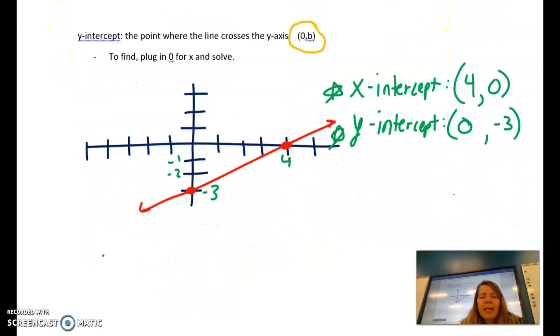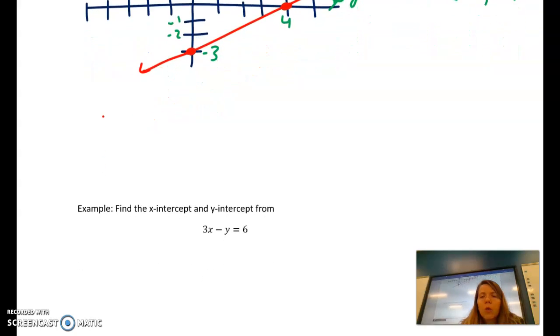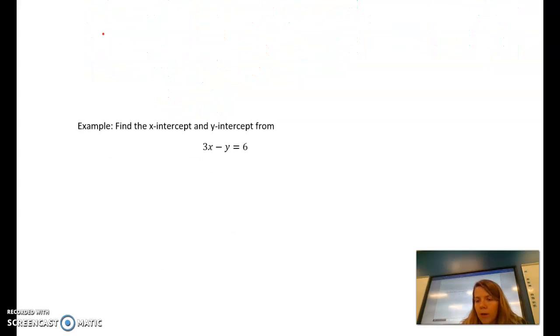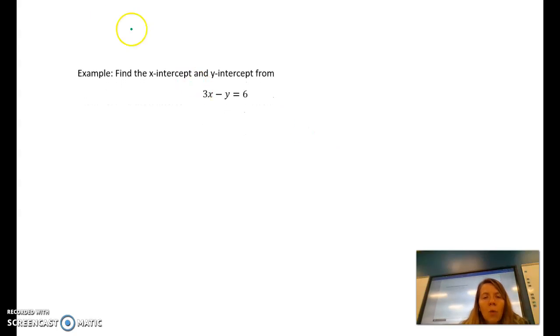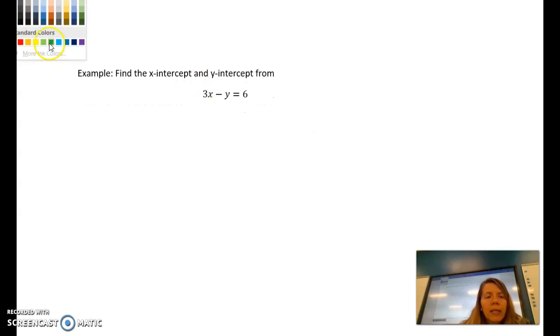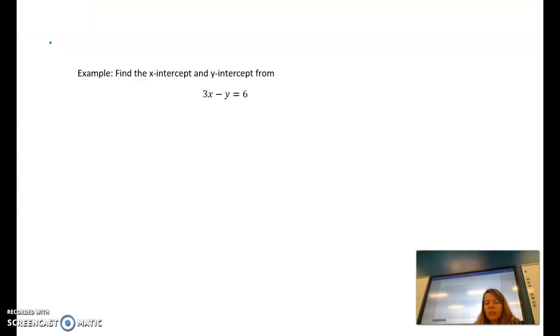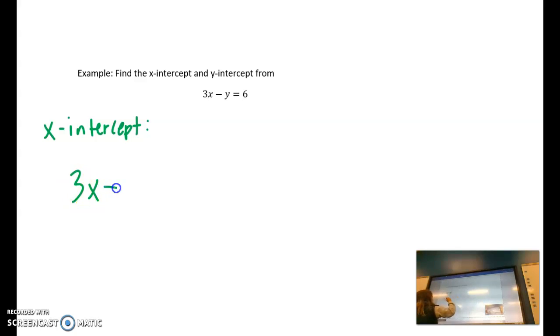All right, with this being said, let's go ahead and practice doing it from an equation. So now, remember, you can pause the video at any point that you need. So example, find the x and y-intercept from 3x minus y equals 6. So let's start with the x-intercept. So we want to solve for x, so 3x minus, now we're going to put 0 in for y, equals 6. Why are we putting 0 in for y?